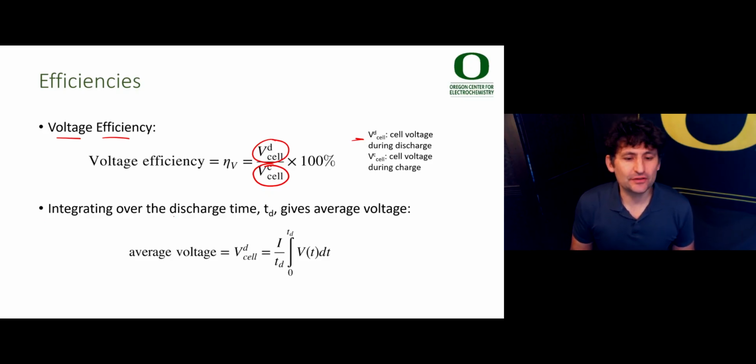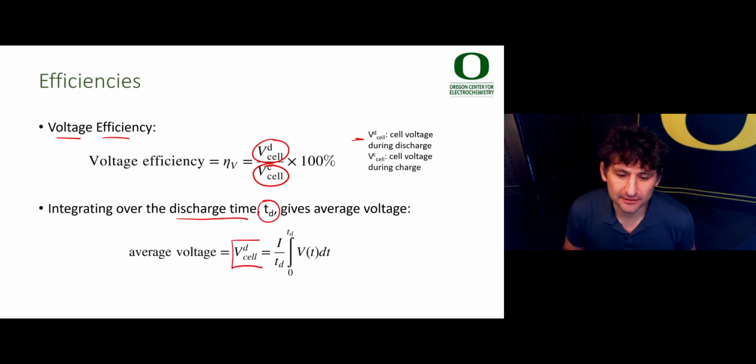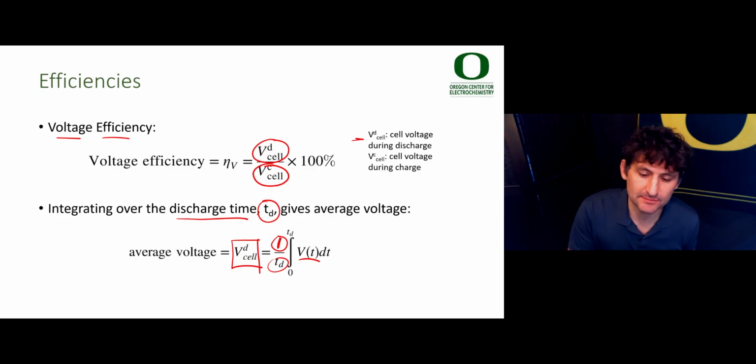If we integrate over the entire discharge time, TD, we can get the average voltage of discharge from the cell. It's the integral of V of t dt from 0 to time TD divided by, and there's an error in the book. This should not be I, this should be 1. If it was I, then you'd have the average power. I times V is power.